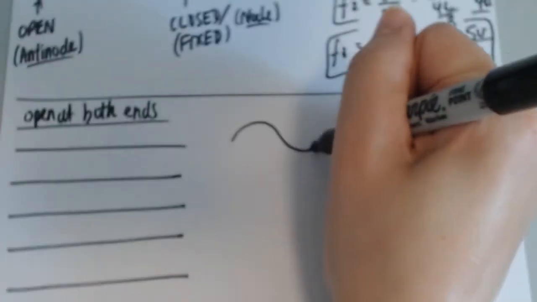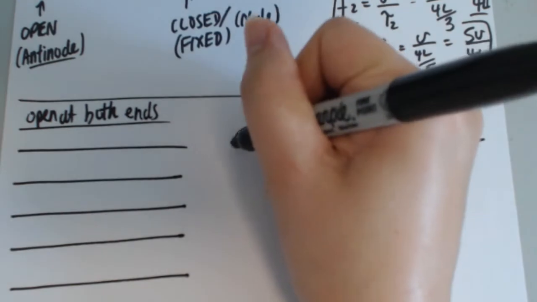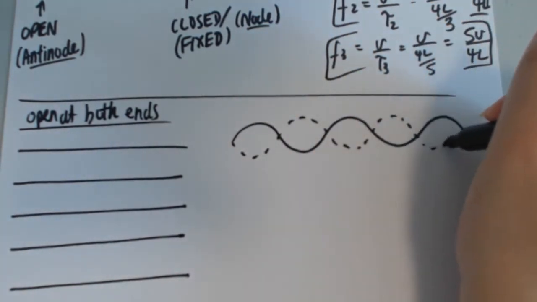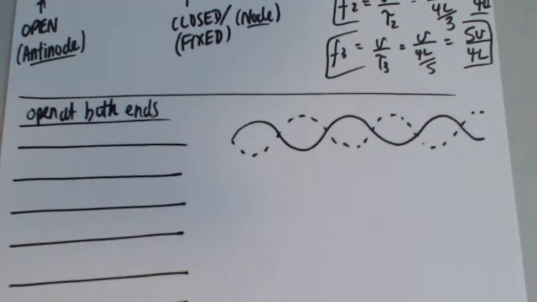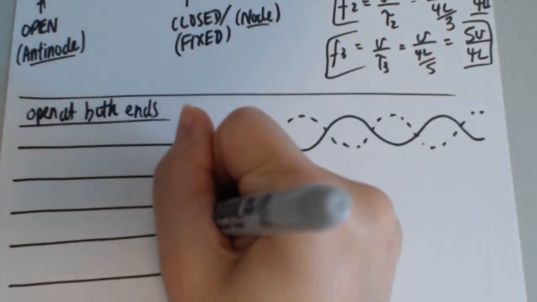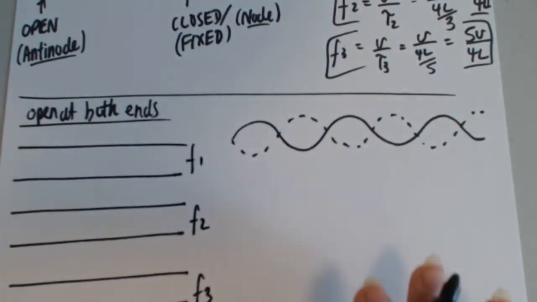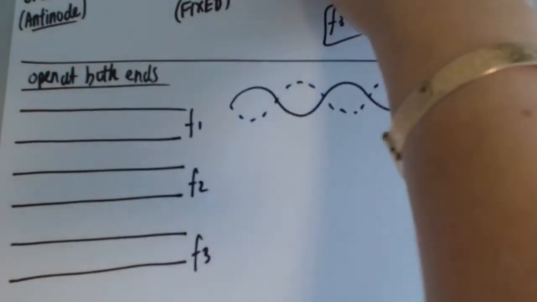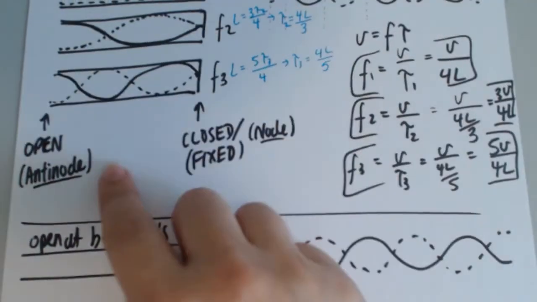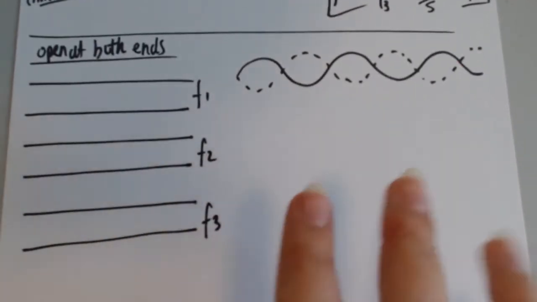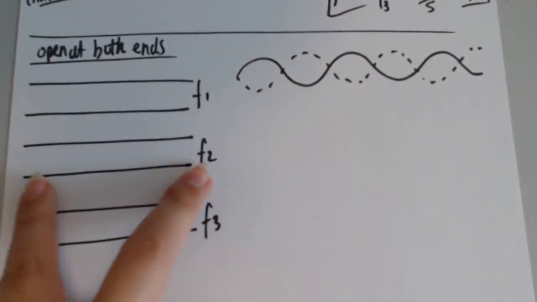Okay, I'm going to draw my wave again, just so I know where I'm drawing to. Once you get the hang of this, you're not going to have to draw this anymore, but you know, it can't hurt to draw it. At least you'll see how it should be drawn. So we have F1, F2, F3. Now, when you have an open end, remember you have to put an antinode. And because this is open at both ends, that means I need an antinode here and an antinode here for each of them.